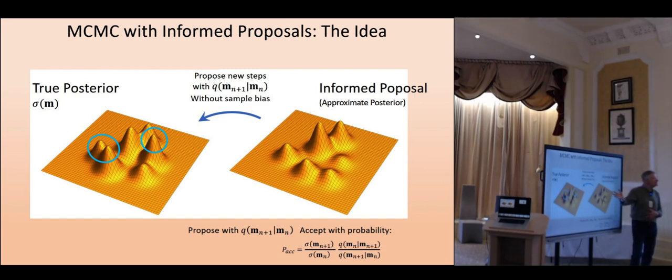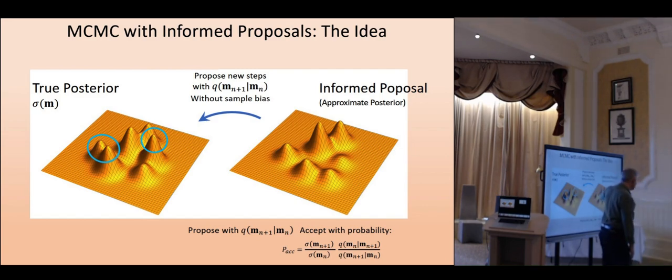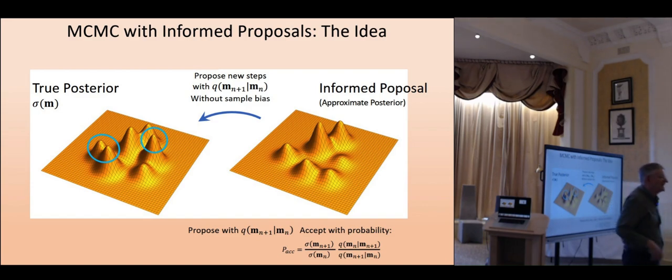And this means that the structure of the proposal will disappear from the sampling in the long run. You know, everything with MCMC is asymptotic, of course. So in the long run, there will be no imprint of the proposal because it is taken out by the Hastings ratio.